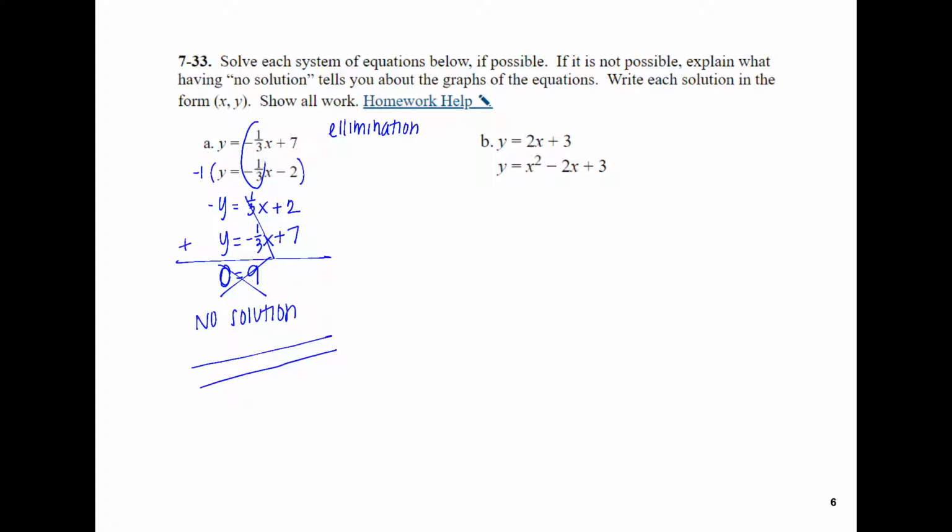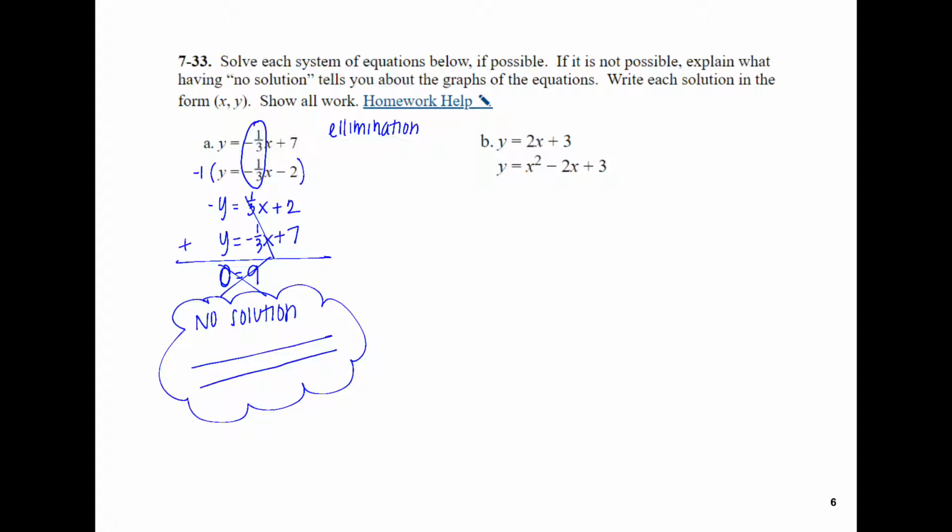You can also look at their slopes because these are both written in slope-intercept form and tell that they have the same slope, so that in fact reinforces the fact that they are parallel lines and they will never intersect. When we look at example B, I am also going to use elimination. If you choose to use elimination, you need to make sure that all of the x's, including the x squared, cancel out, or all of the y's cancel out.